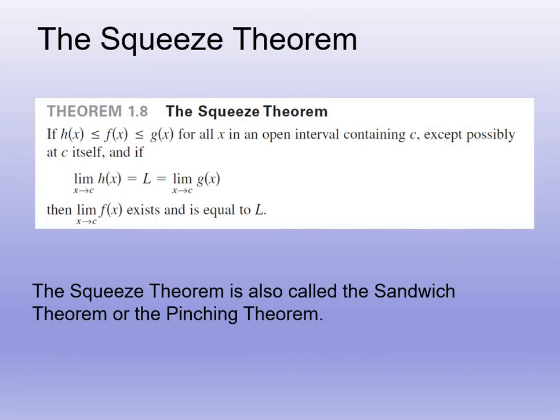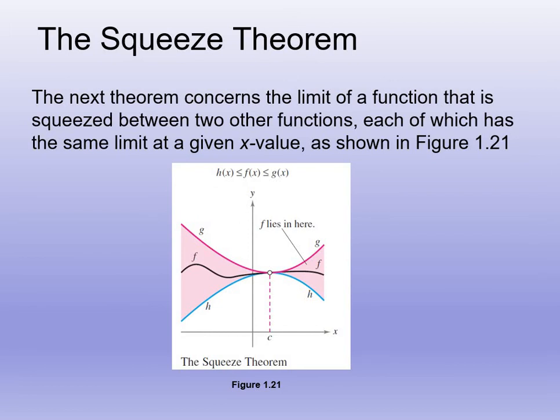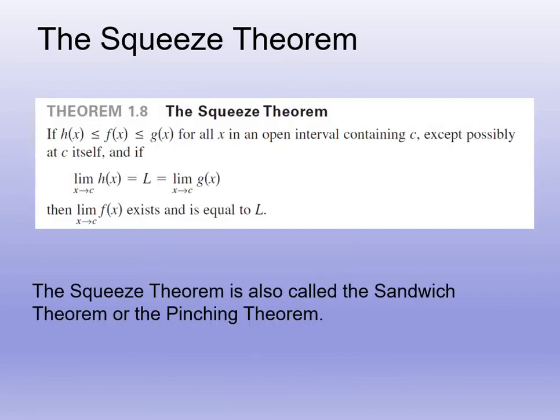Very simplistic in understanding, a little bit harder to apply. But graphically, this is what we're doing. I'm just stepping back a slide here. We see g of x, we see h of x, and we see f of x is between those two functions. Therefore, they all have the same limit as x approaches the value of c.